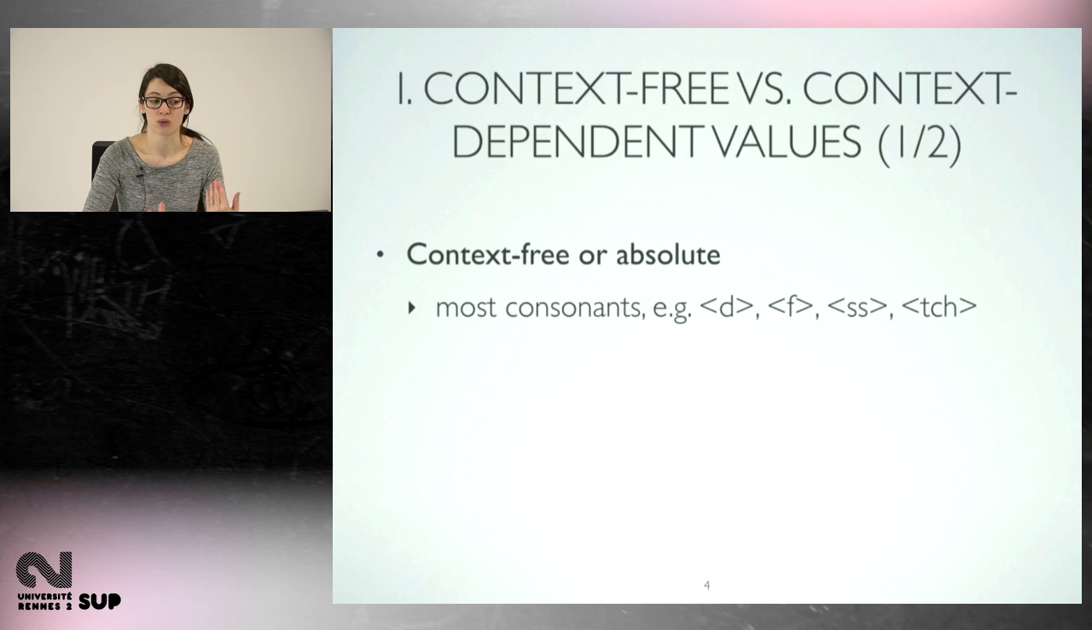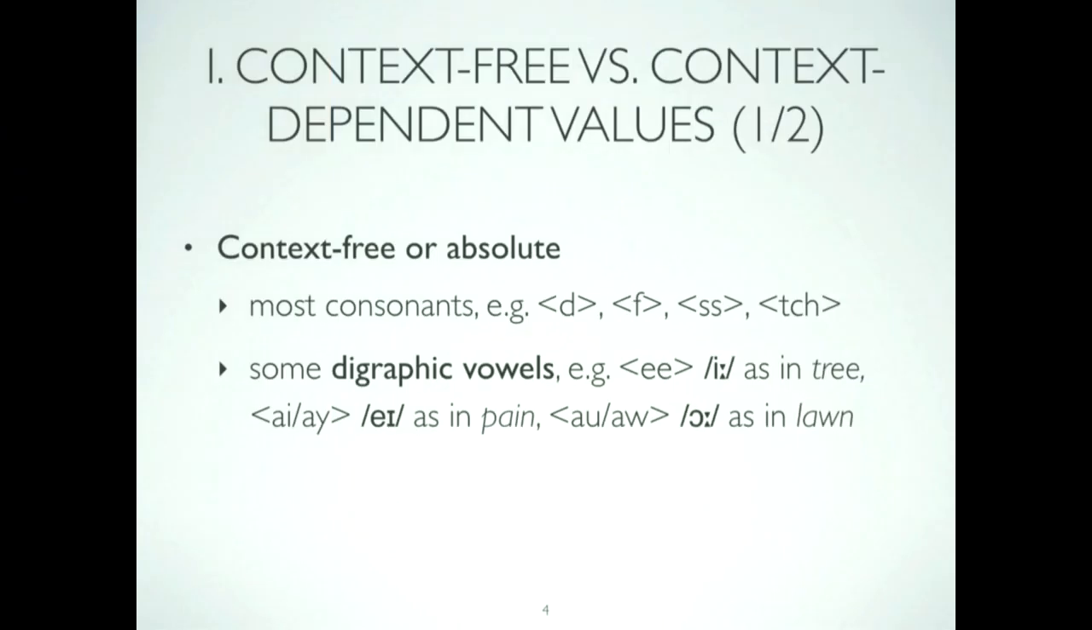That is, if you think of consonants like D, F, the digraph double S, the trigraph TCH, all of these graphemes, remember that a grapheme may have just one letter or several letters, all of these graphemes have the same value, whatever their context of use. That is, D is always going to be pronounced as D, F always as F, double S always as S, TCH always as Ch. Among context-free or absolute units, you also have some digraphic vowels.